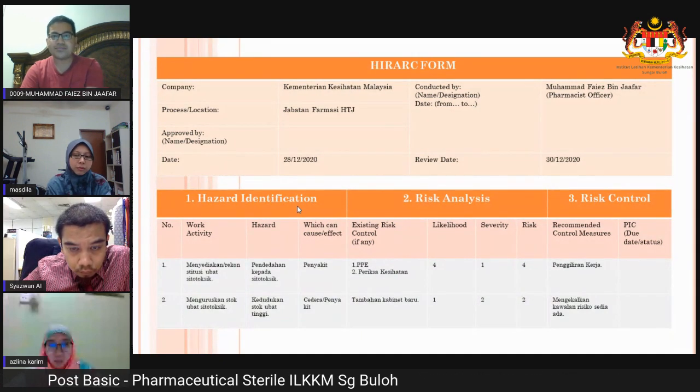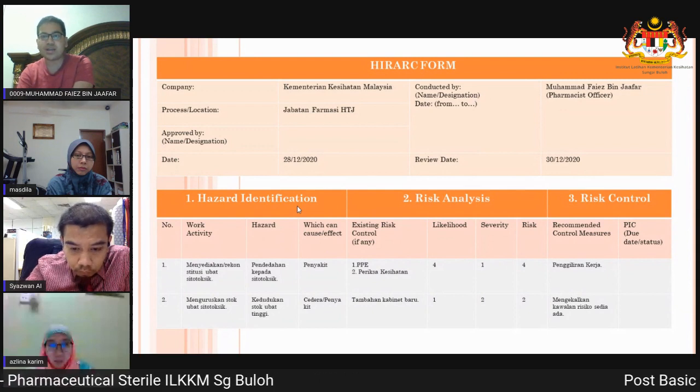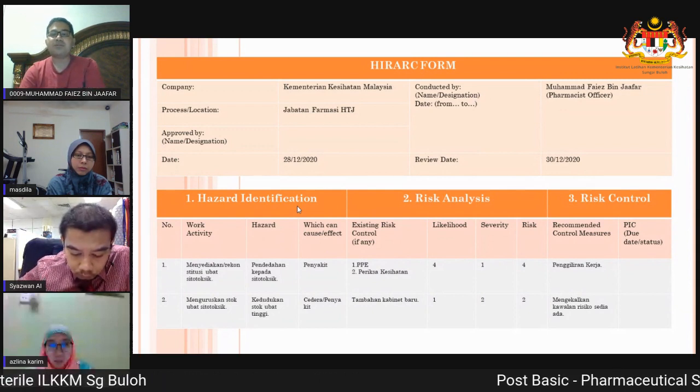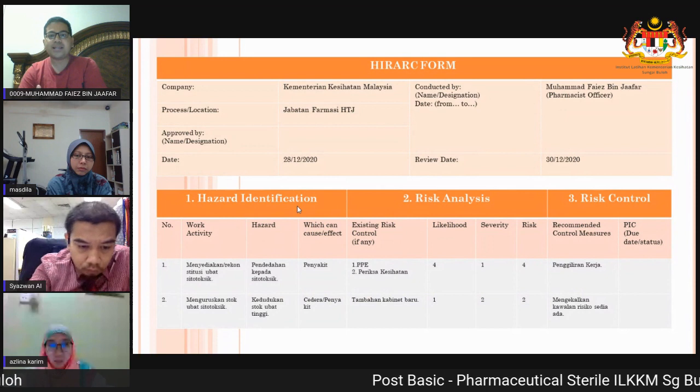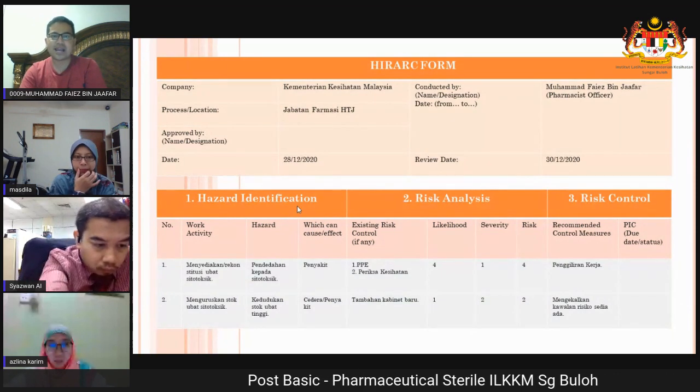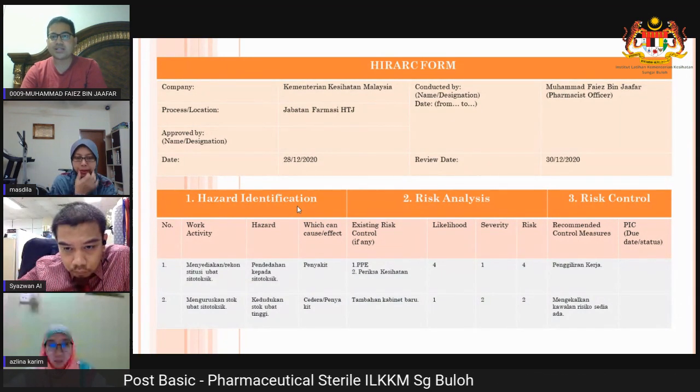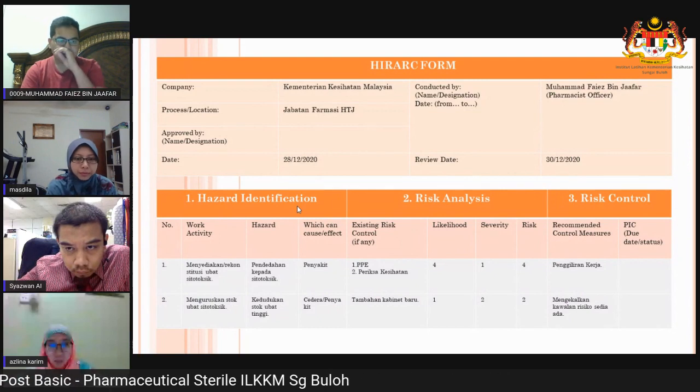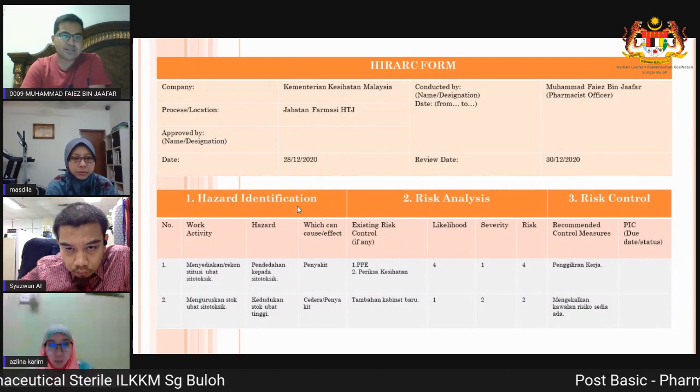Likelihood 4, severity 1, risk 4. So recommended control measure, apa yang perlu kita buat adalah penggiliran kerja. So maksudnya bukan hari-hari lah kita perlu masuk, kita perlu ada jadual penggiliran. Okay, yang kedua, menguruskan stok ubat cytotoxic.